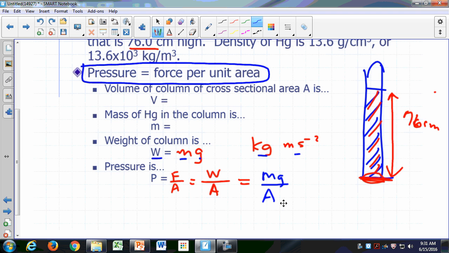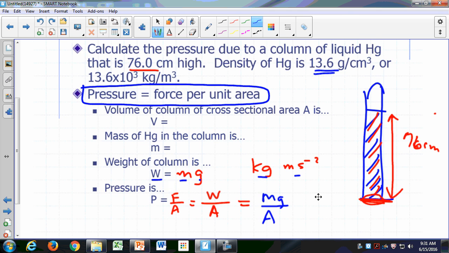But mercury is a liquid with a known density of 13.6 grams per cubic centimeter, or 13.6 times 10 to the third kilograms per cubic meter. Here's a nice thing to remember: if you have your density in grams per milliliter or grams per cubic centimeter, to change that to SI units, kilograms per cubic meter, just multiply by 1,000. The density of water is 1 gram per milliliter, which in SI is 1,000 kilograms per cubic meter. Mercury is 13.6 times more dense than water.